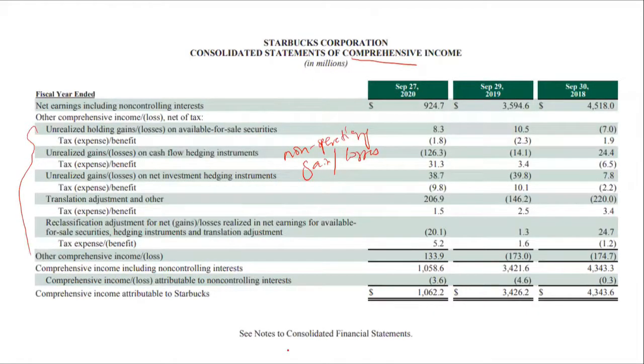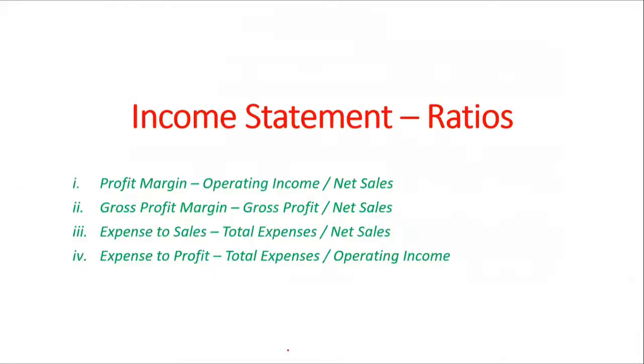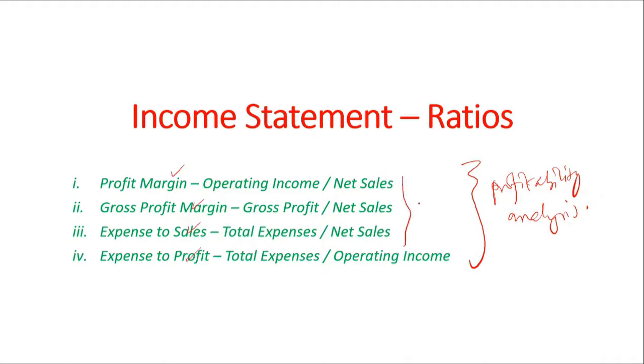Right. So as we discussed, this is just a comprehensive income statement where a company reports non-operating gains and losses. There are some ratios that companies, or you as an investor, can calculate from the income statement. This is basically profitability analysis. You can calculate profit margin ratio, gross profit margin, expense to sales ratio, expense to profit ratio, and here are the formulas that you can refer to for the calculation.